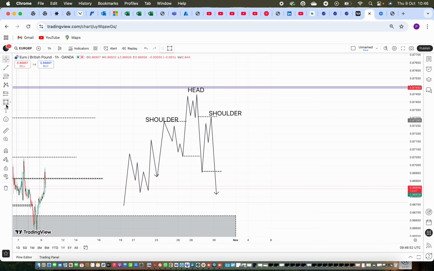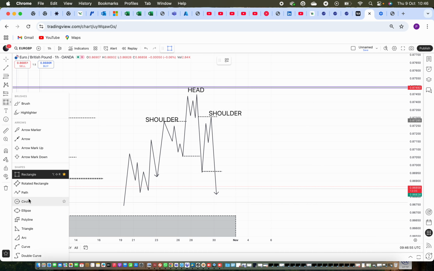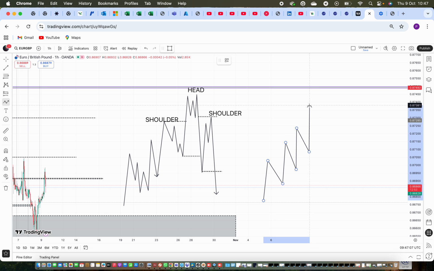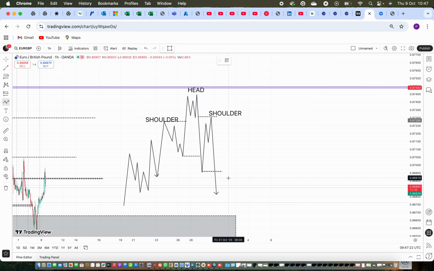To understand market structure, you must know that in an uptrend, the market will create a series of higher highs and higher lows. But trust me, the market does not move in a single line like this. The markets move with a different pattern. If you understand structure as a trader, you're going to be able to know when the market has shifted in structure to form a head and shoulder pattern.